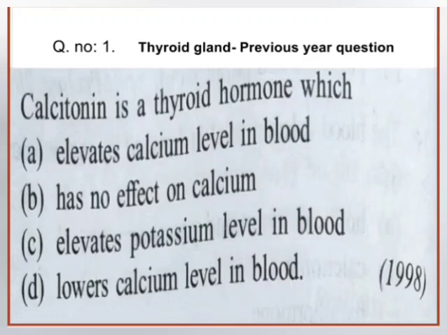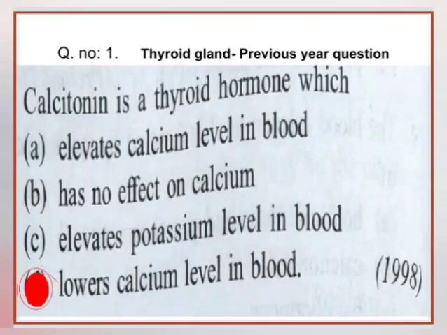Option C, elevate the potassium level in the blood. Calcitonin does not have any effect on potassium, so option C is also a wrong answer. Option D, lower the calcium level in the blood. This is the correct answer. So the correct answer is option D, lower the calcium level in the blood.